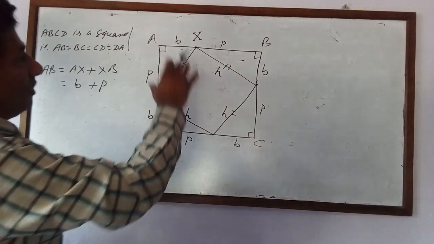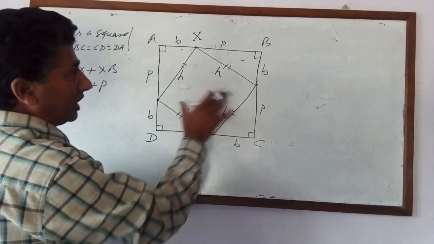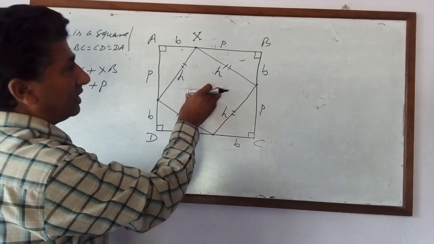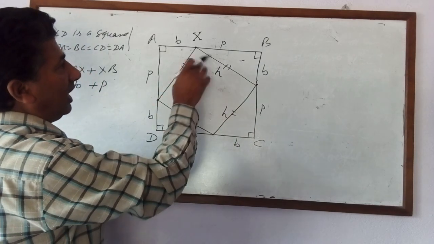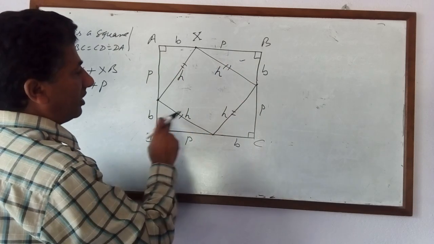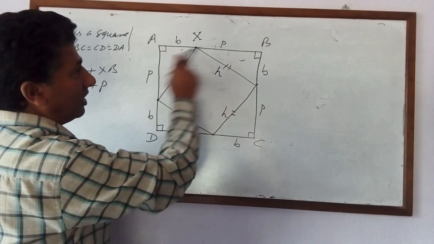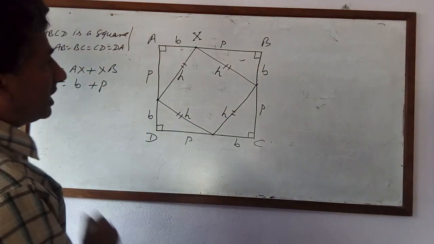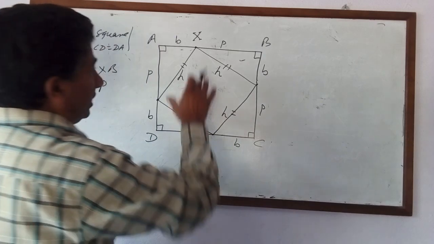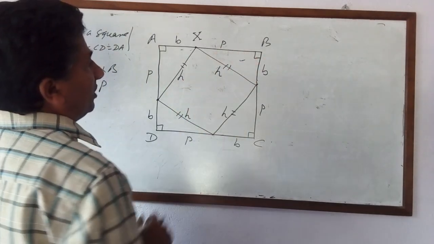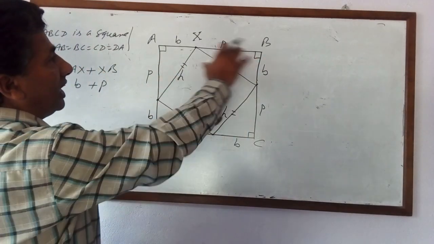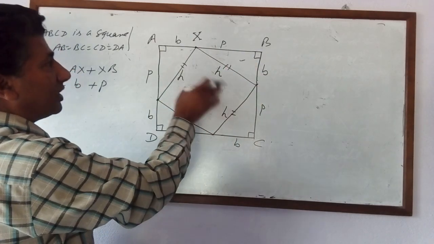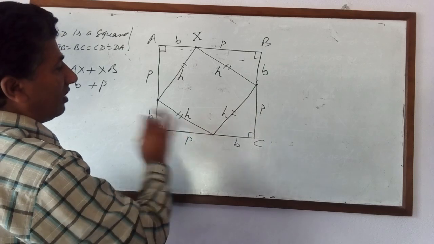Now, one square, inside that square there is one square, its measurement is H, and 4 right angle triangles are there. This 90 degree, this also 90, they are of equal area. Now, in this case, the area of ABCD equals the area of this square plus the area of these 4 right angle triangles.